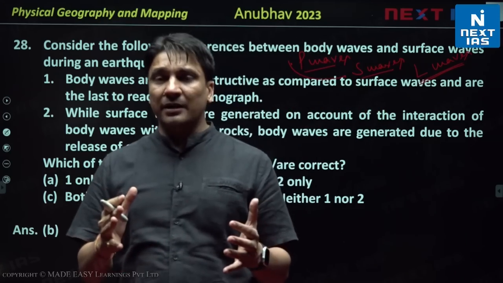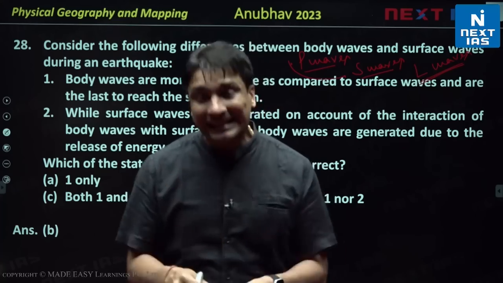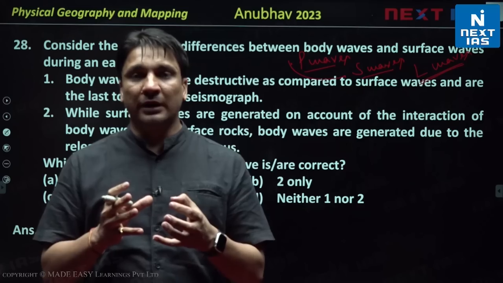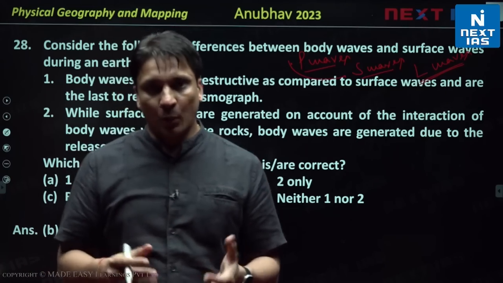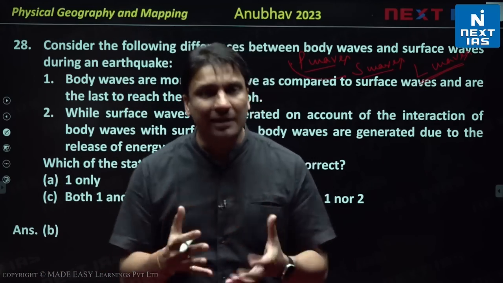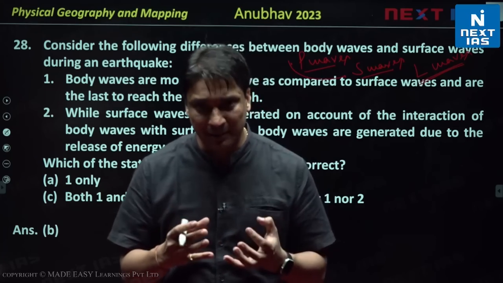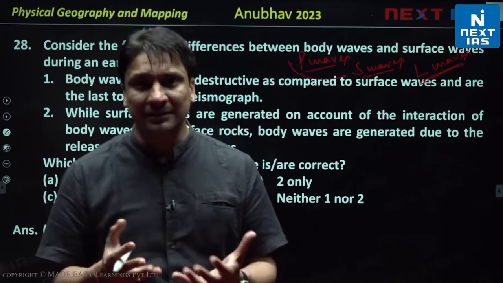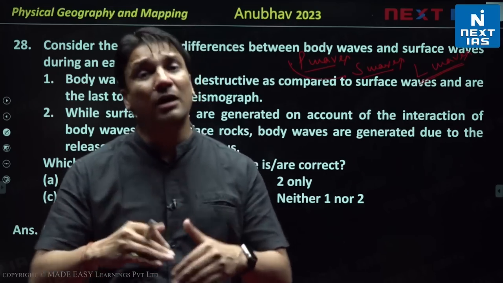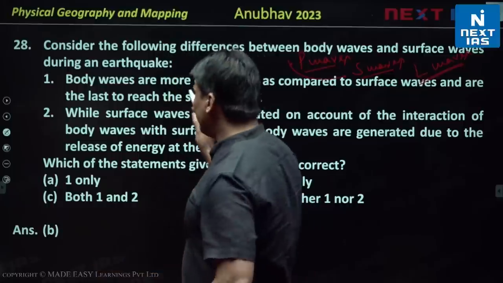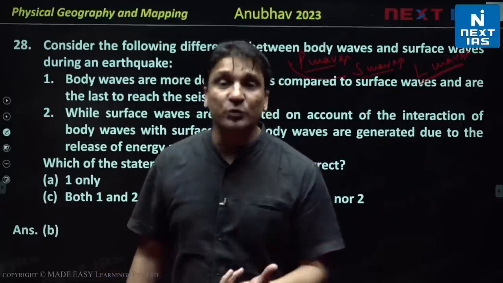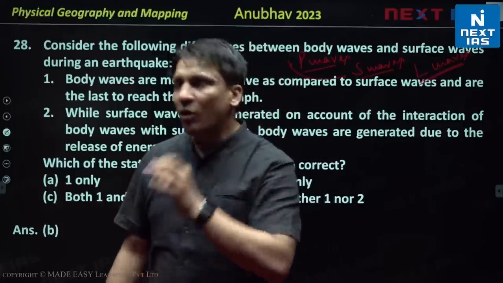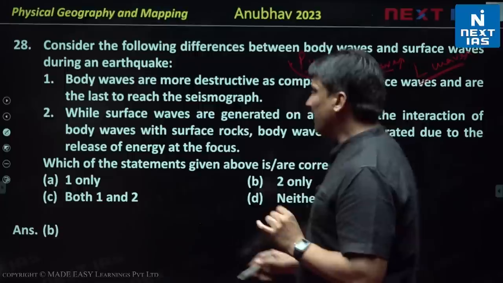Actually, body waves are generated inside the earth whenever there is any dislocation of crustal rocks. Whenever the gravitational equilibrium of rocks in the crust is disturbed, they are dislocated and a huge amount of energy is released inside the earth at a point which is called the hypocenter or focus. Correct? So the waves which are generated at the focus or hypocenter inside the earth due to dislocation of rocks are called body waves. Okay?